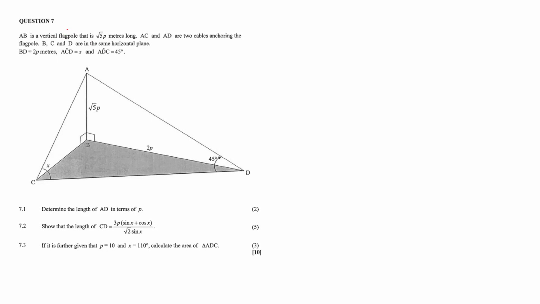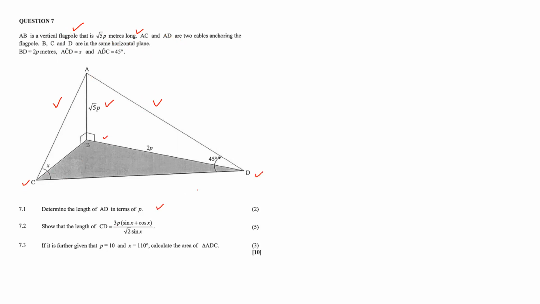Right, question 7. AB is a vertical flagpole. That is the square root of 5. The long AC and AD are two cables anchoring the flagpole. So you have AC here and you have AD there. B, C, and D are in the same horizontal plane.